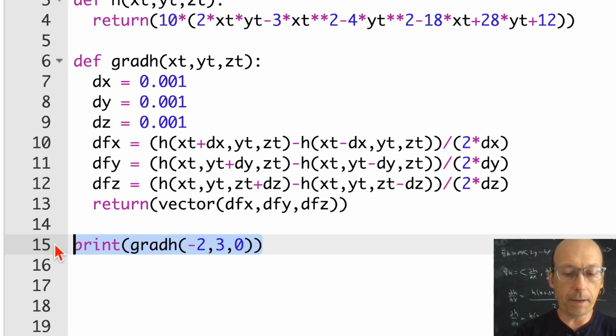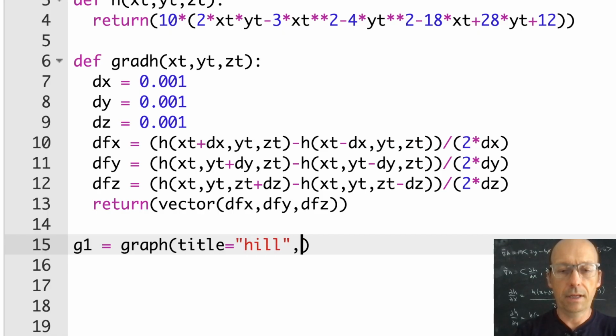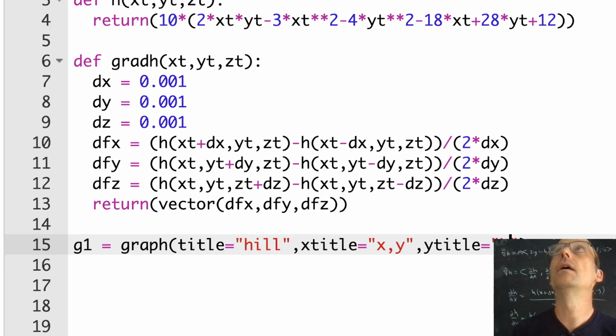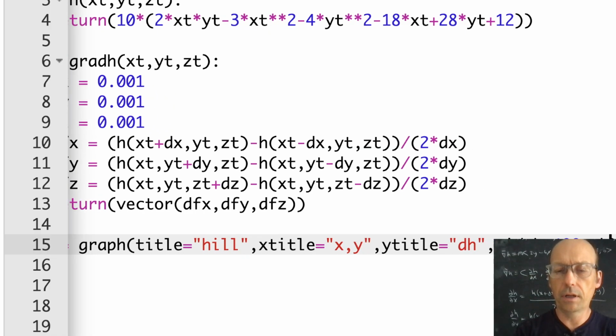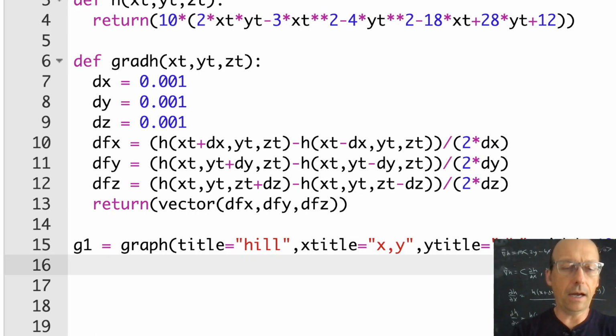So over here, I'm going to make a graph. G1 is equal to graph. Title equals hill. X title equals x comma y. I'm going to plot both of them. And then the y title is going to be equal to dh, the slope. And let's say width, 400, height, 200.